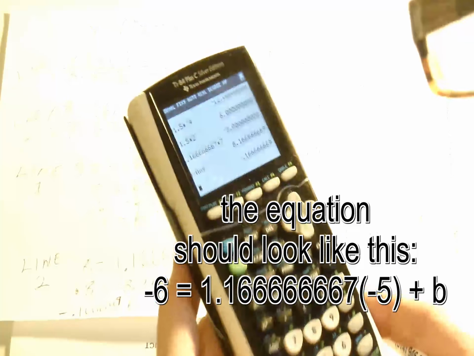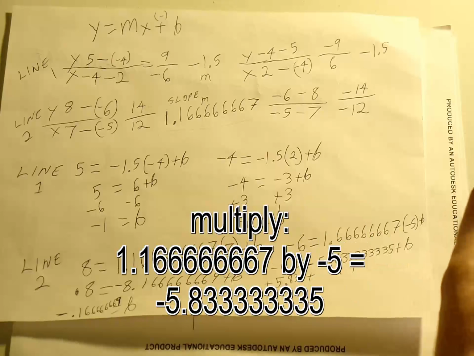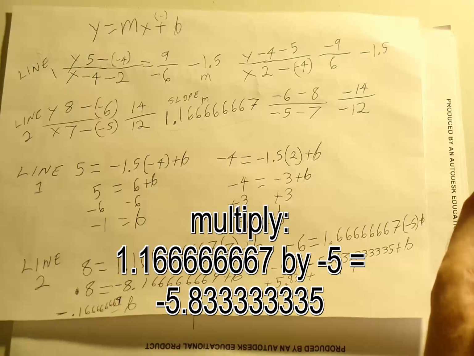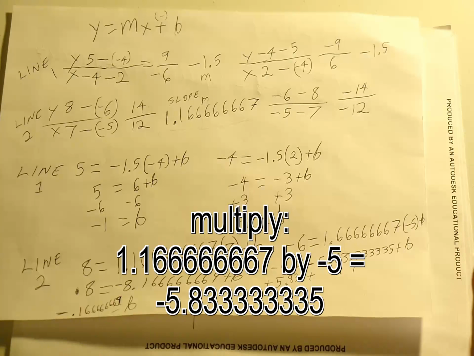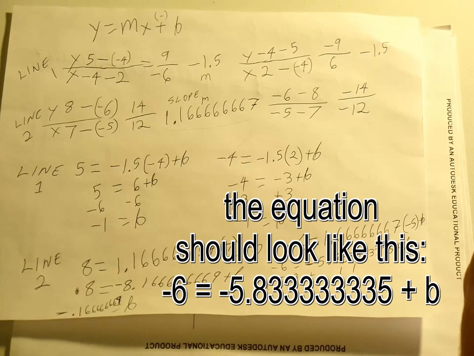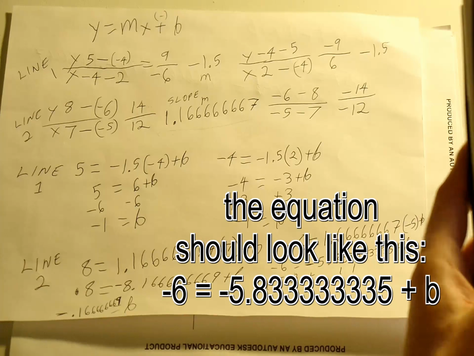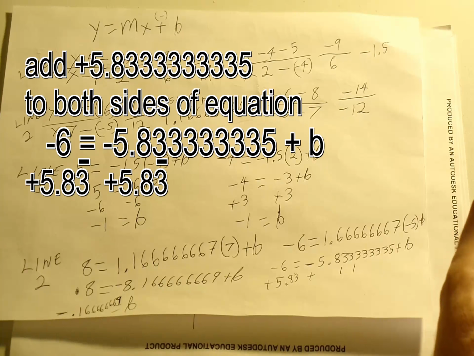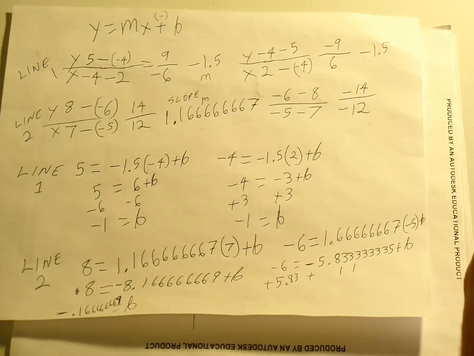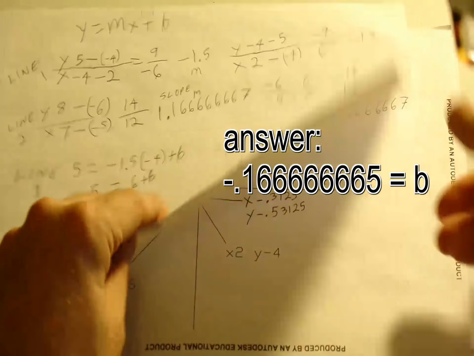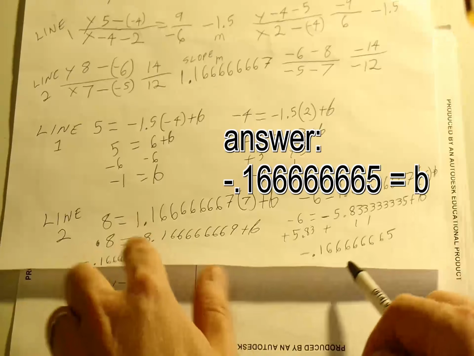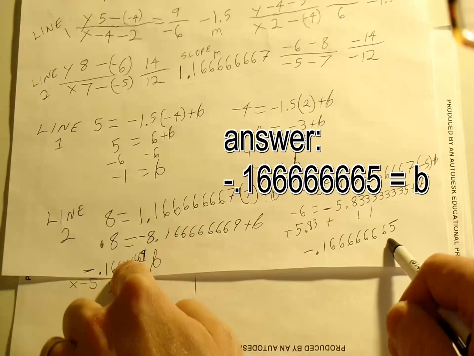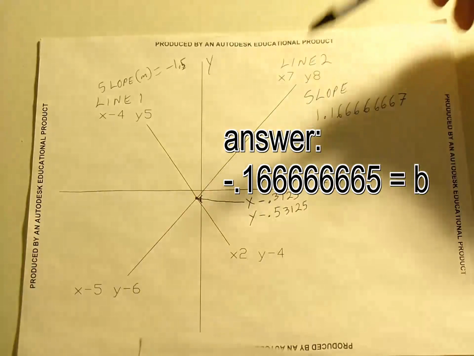Negative 6, which is the y, equals this number, which is the m, times negative 5, which is the x. And you get negative 5.83 repeating with a 5 being the 9th decimal place. So yes, please type that into the calculator. Then add 5.8 repeating 3 to both sides. And here is the number that you get: negative 0.16 repeating, with 5 being the 9th decimal place.